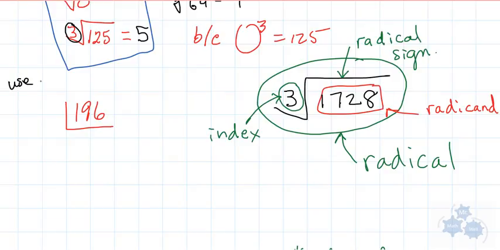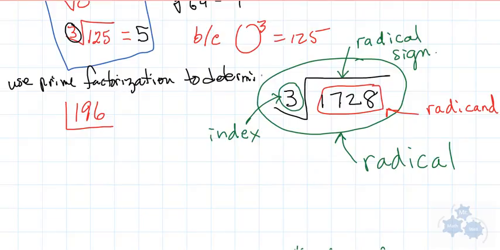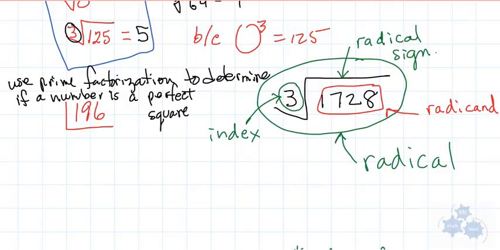So use prime factorization to determine if a number is a perfect square or cube. That's what the title of this little example is going to be. Is a perfect square or cube. And I'm going to do this one first, and I'll do one that's a different example.